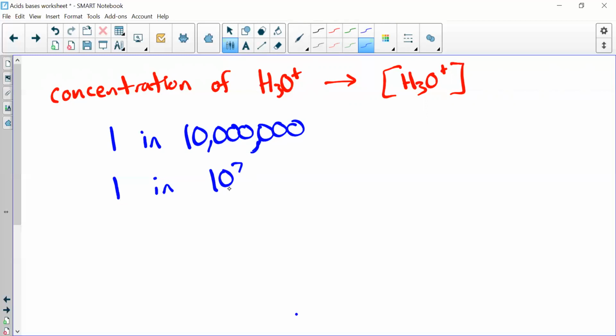Another way of writing 1 in 10 to the 7th, because if we're applying a mathematical formula, you can't have words here, would just be 1 over 10 to the 7th, like 1 out of 10 to the 7th. But my classes know this about me. I hate denominators. I always want them to go away. How can I mathematically rewrite 1 over 10 to the 7th to be something a little more user-friendly? Well, some of you who have more experience with exponents might know that 1 over 10 to the 7th can be written as 10 to the negative 7th. And in fact, this 1 in 10 million can be easily written as 10 to the negative 7th.